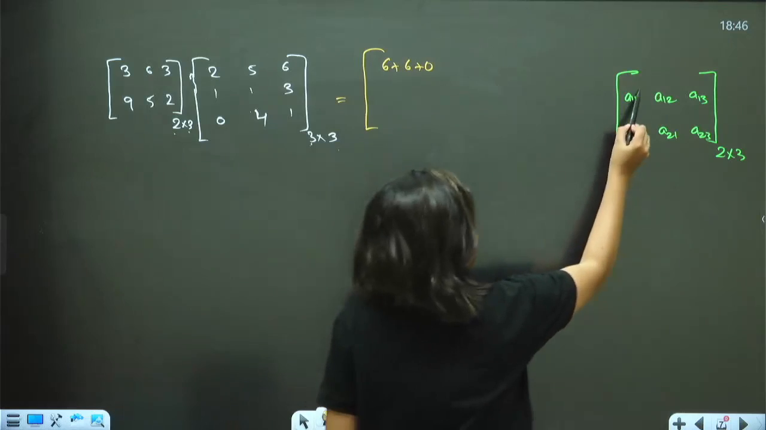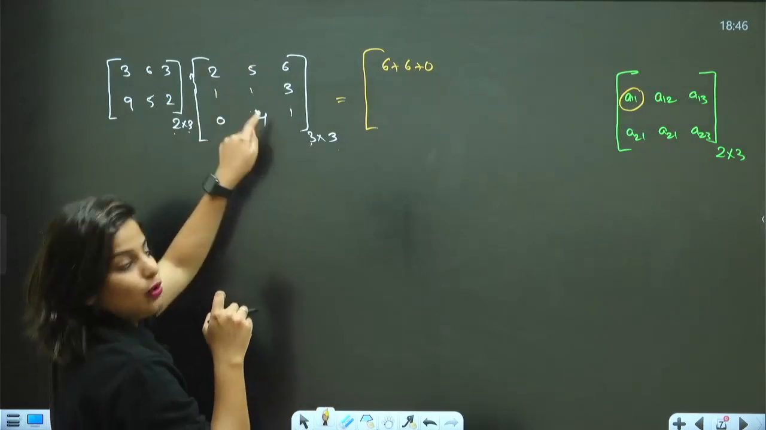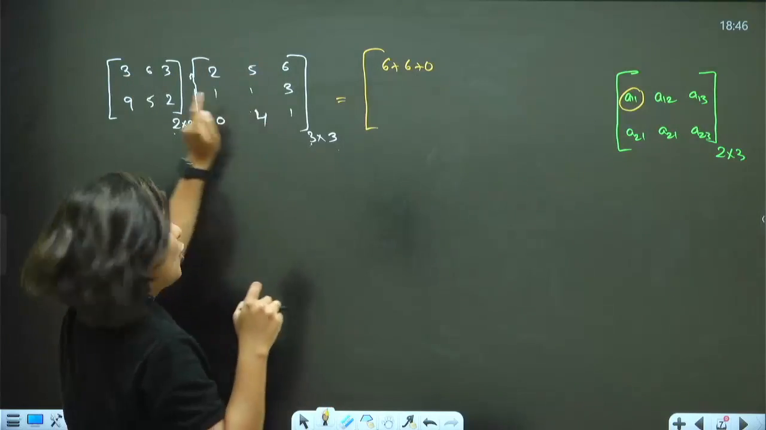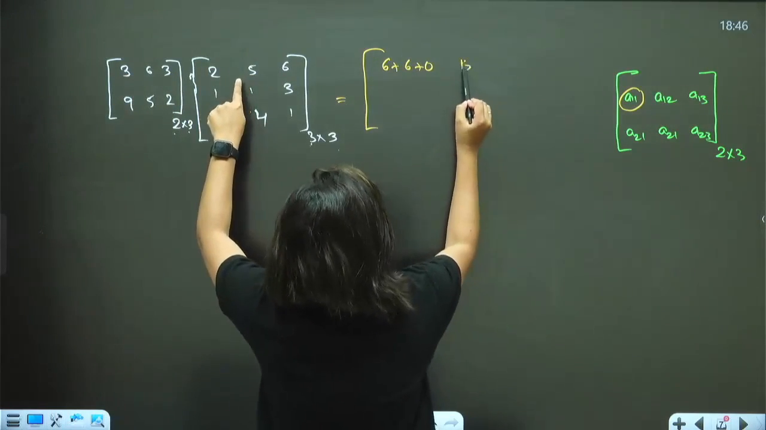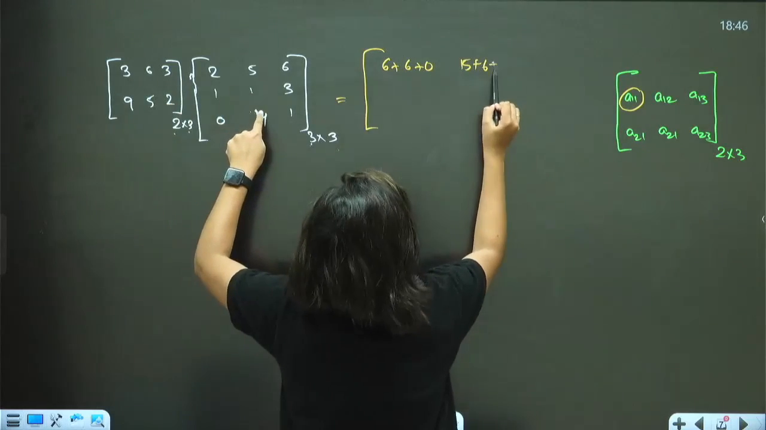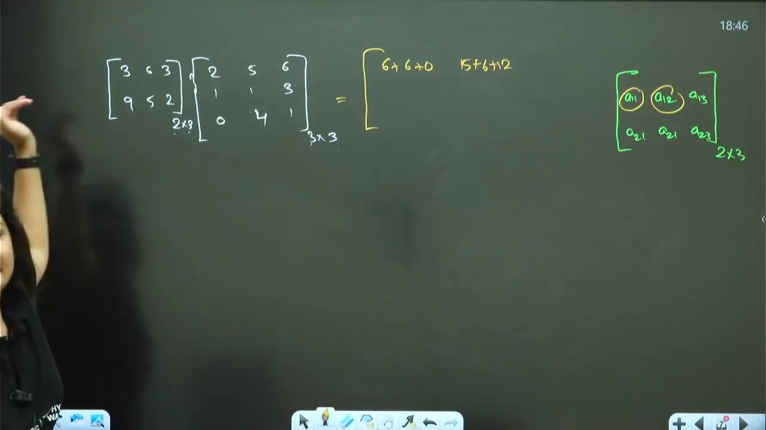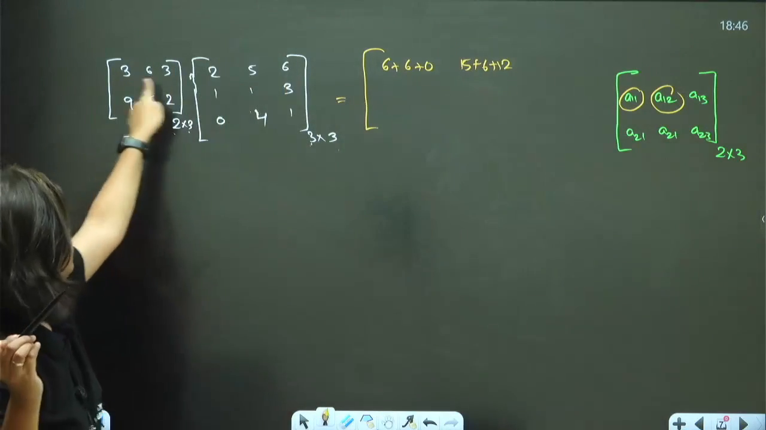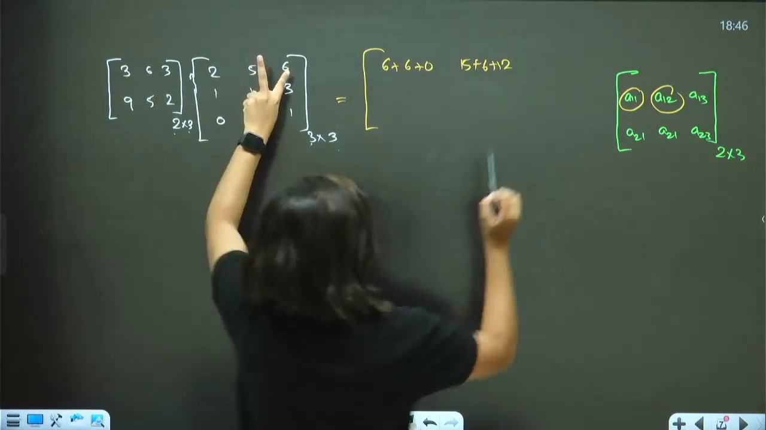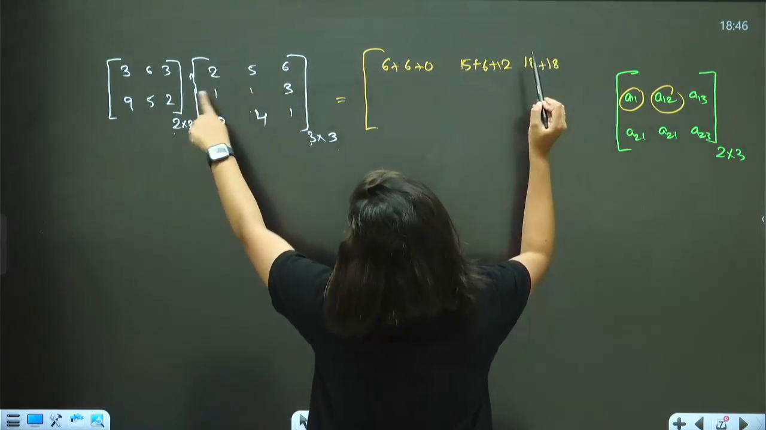So this is done. Now I want A12, that means first row, second column. Keep the first row on the second column. 3 5s are 15, 6 1s are 6, 3 4s are 12. Done. Let's go for A13, that is first row and third column. Keep the first row on the third column. 3 6s are 18, 6 3s are again 18 and 3 1s are 3.